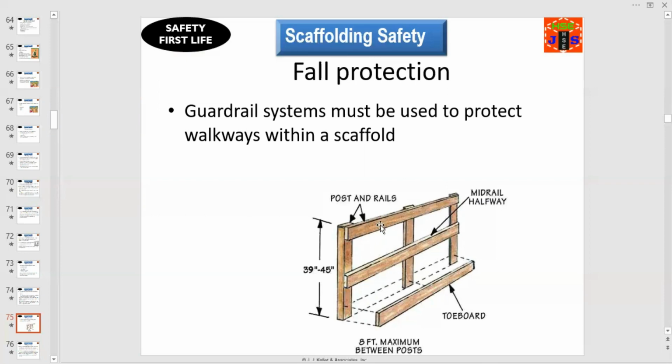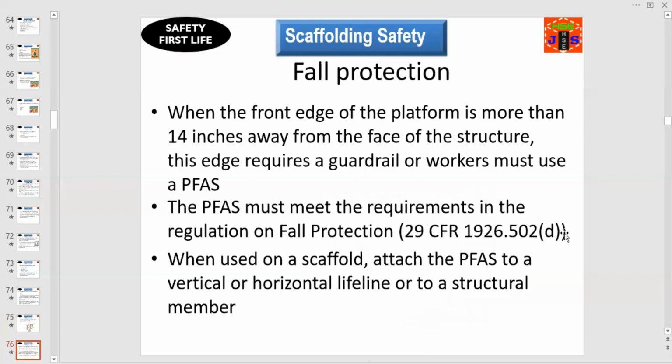Top rail and mid-rails are always supported by the posts. When the front edge of the platform is more than 14 inches away from the face of the structure, this edge requires a guardrail. Otherwise, our workers must use a personal fall arrest system. A personal fall arrest system means a full body harness with double lanyard. The personal fall arrest system must meet the requirements in the regulation on fall protection.